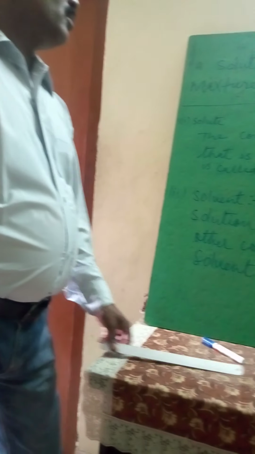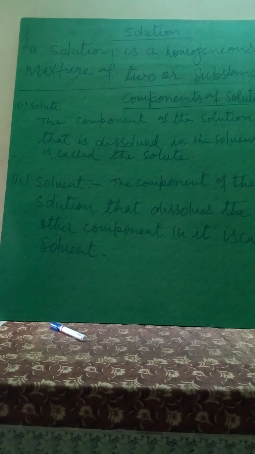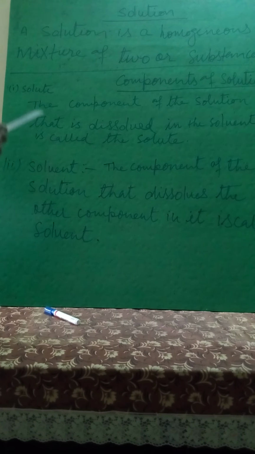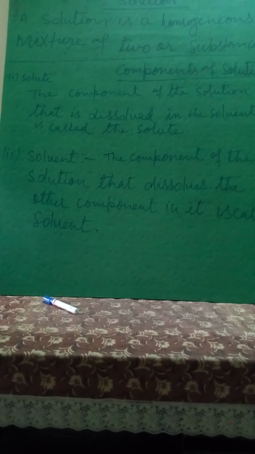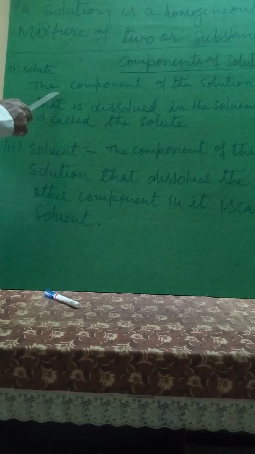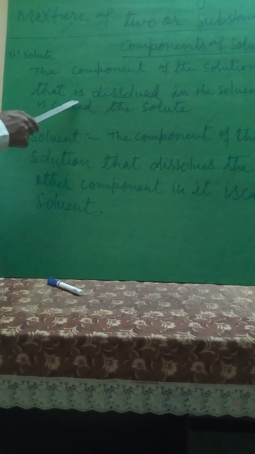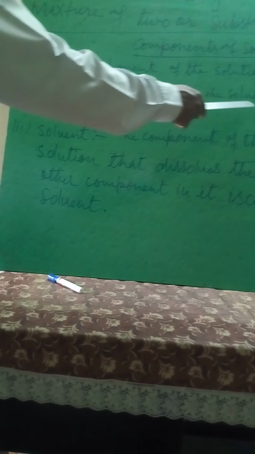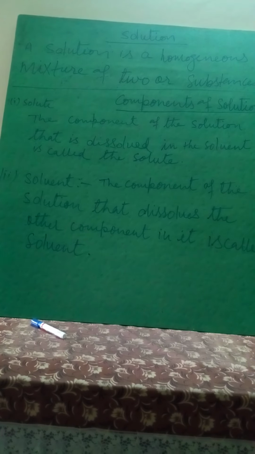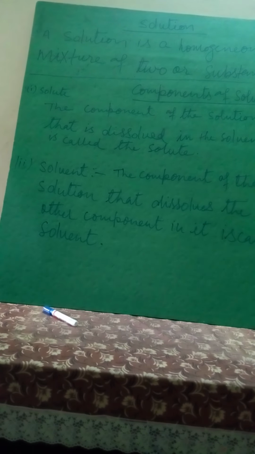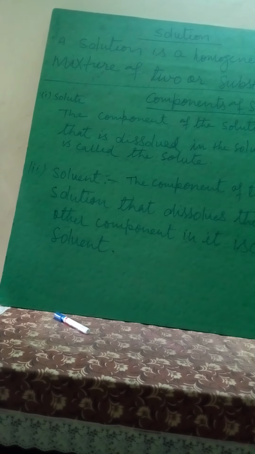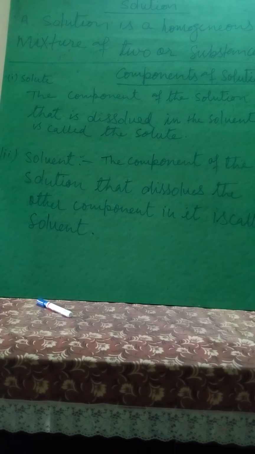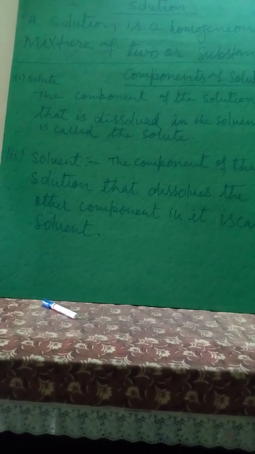Components of solution. There are two components of solution, solute and solvent. What is solute? The component of the solution that is dissolved in the solvent is called solute. For example, in sugar water solution, sugar is dissolved in water. Therefore, sugar is the solute.